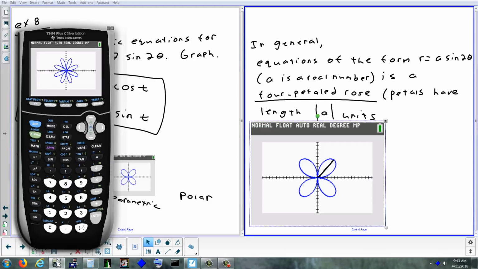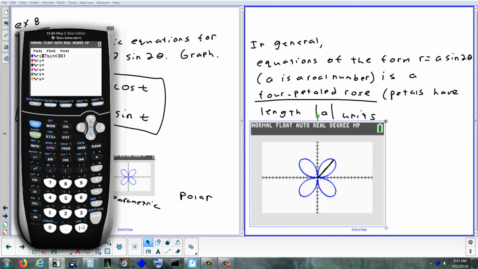As you start to draw more petals, you need to increase your T-step to get the accuracy because there are more sharp curves in it. That one gave us 8 petals. How about if I did 6 theta? What do you think I would get this time? Leo? 12. So what does the pattern look like? You can start to see the petals looking a little pointy because now I need to increase my T-step. So what's the pattern here to predict the number of petals? Yeah, 2 times theta.